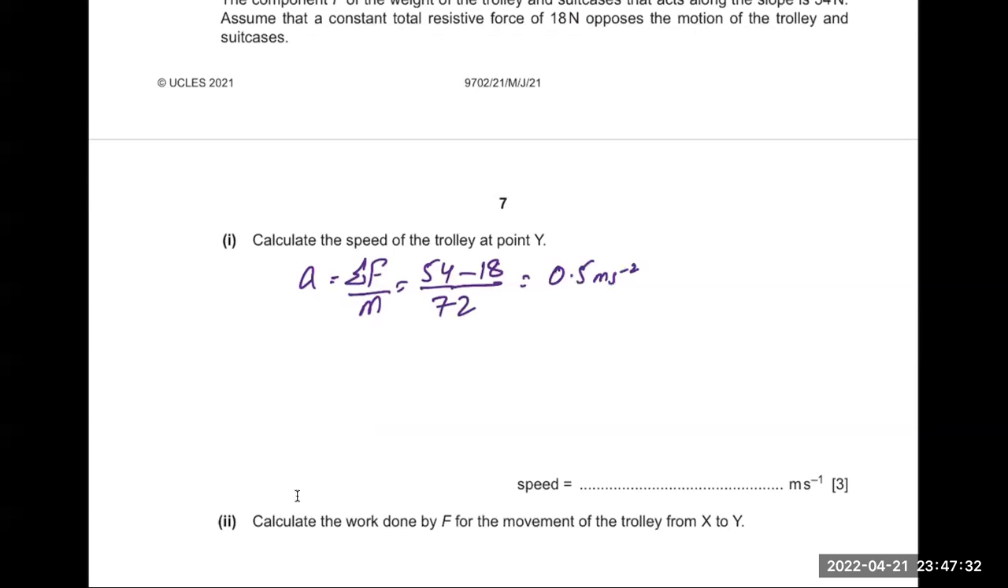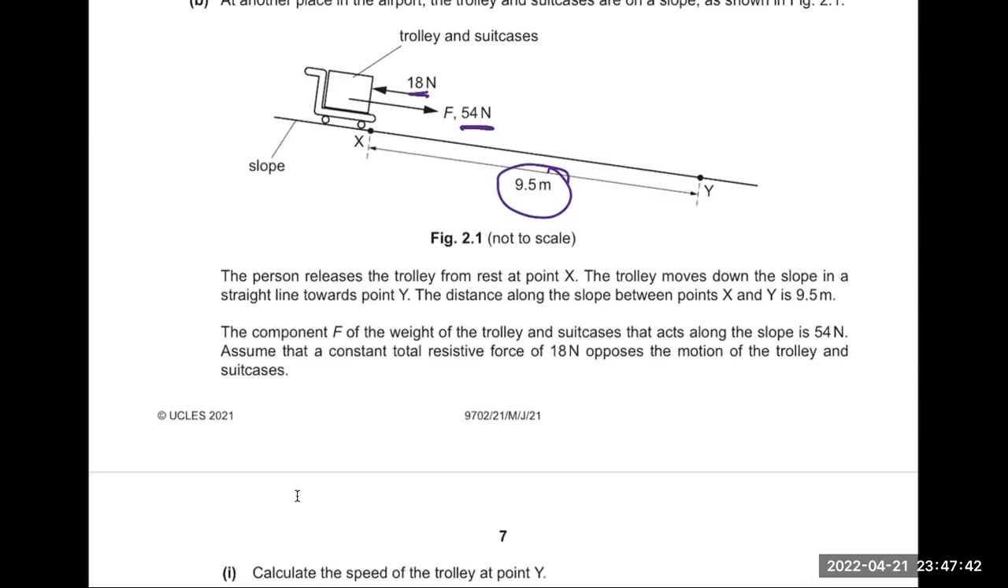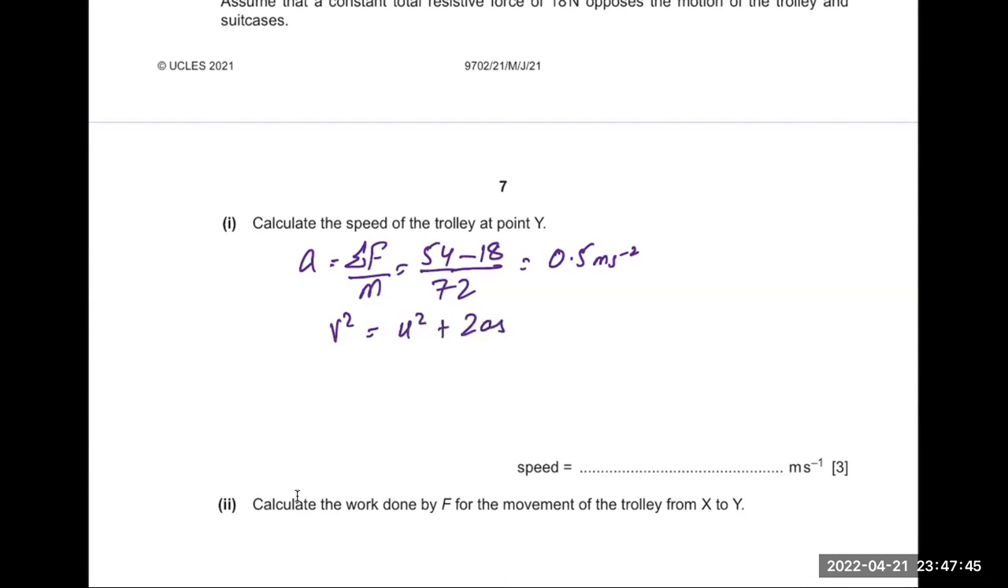Once we have the acceleration, we know that it will travel a distance of 9.5 meters. V squared is equal to U squared plus 2AS. V squared is equal to 0 squared, the initial velocity is 0, plus 2 times the acceleration, 0.5, times the distance moved, or the displacement, which is 9.5. V is equal to 3.1 meters per second. 3.1.